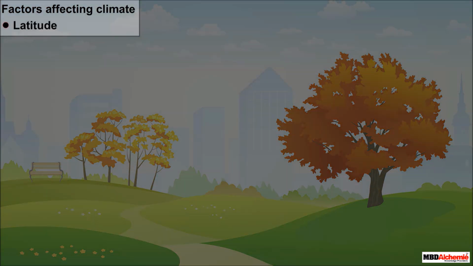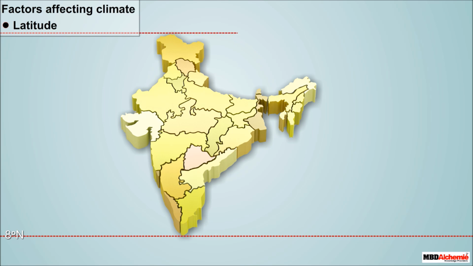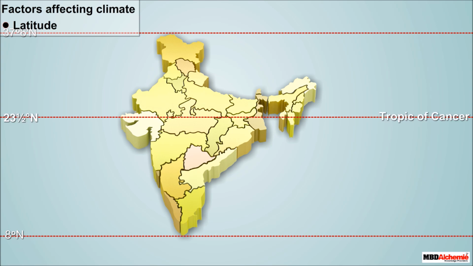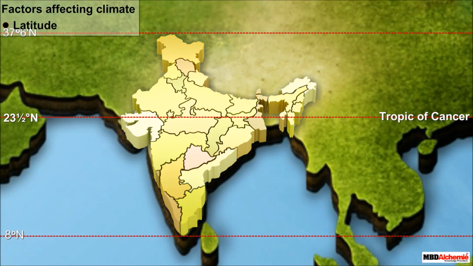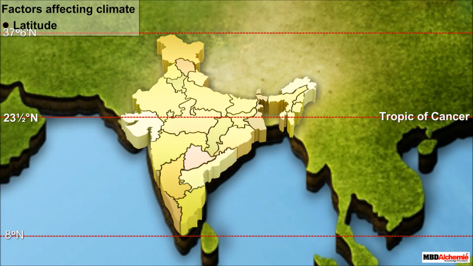Let us see the latitudinal extent of India. It is situated between 8 degrees north and 37 degrees 6 minutes north latitudes. The Tropic of Cancer, that is 23.5 degrees north latitude, is passing almost through the center of India. Thus, the area which is south of the Tropic of Cancer is in the tropical zone, whereas the north to it is in the subtropical zone.